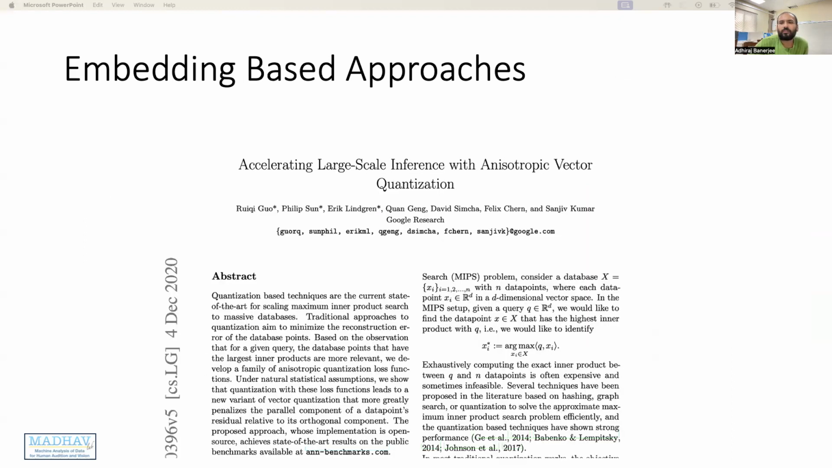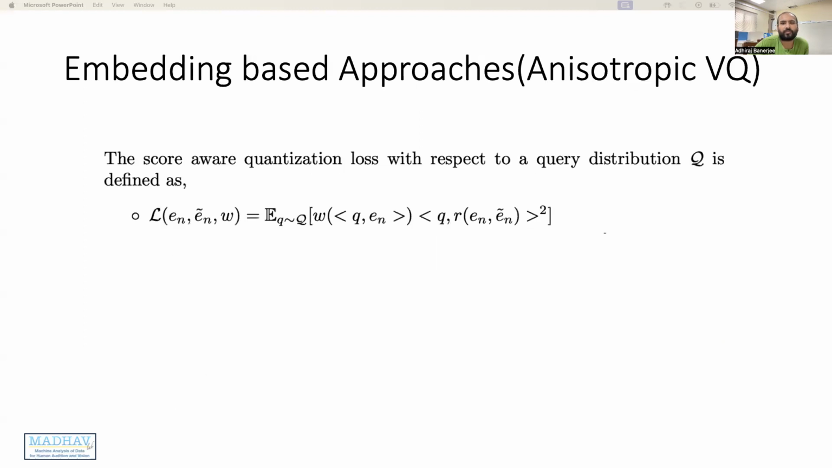Let's see how we can formulate a weighted version of our loss. The following discussion is based on this paper by Google formulating such a loss. We know what the quantization loss with respect to some query distribution looks like. To make it aware of which inner products in our loss term are higher for a given query, we simply add a weighting term to each inner product which we calculate for the loss calculation.